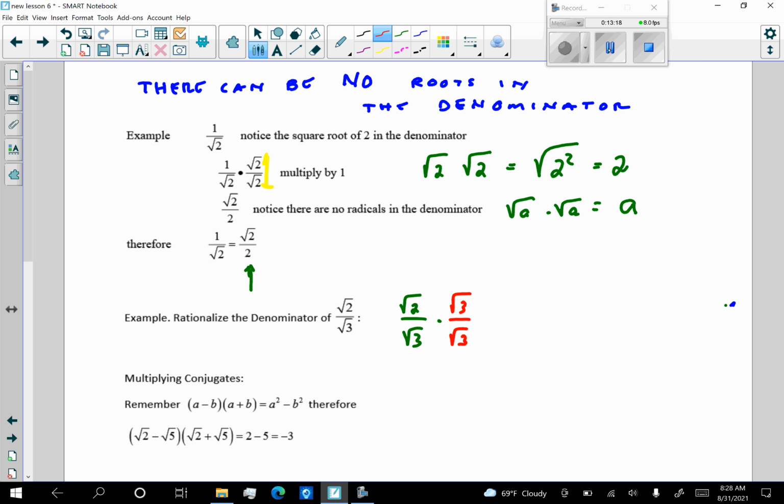In the form of square root of 3 over square root of 3. What's the top become? So the top is square root of 2 times square root of 3. That's square root of 6. And square root of 3 times square root of 3 is 3. Done. Over. Fini.